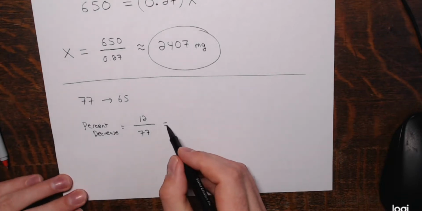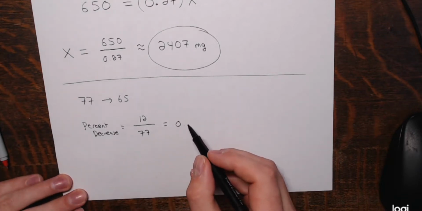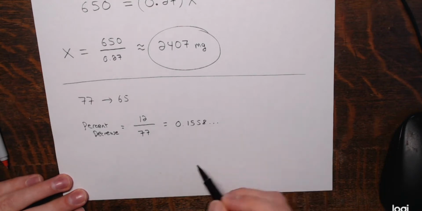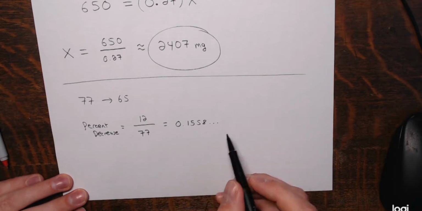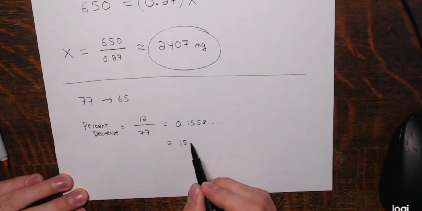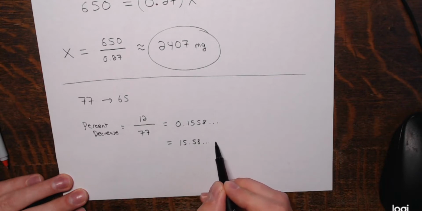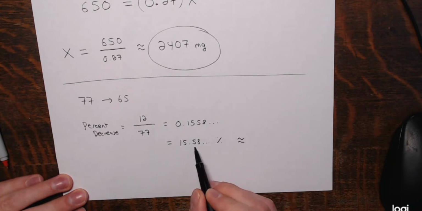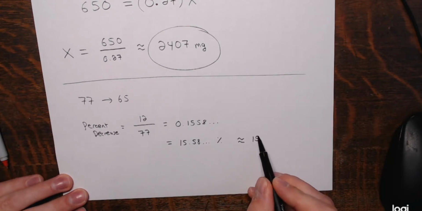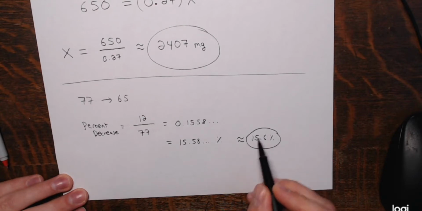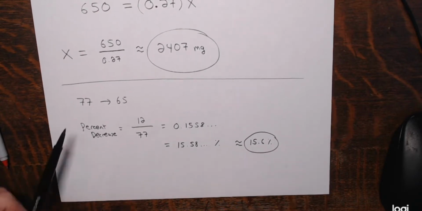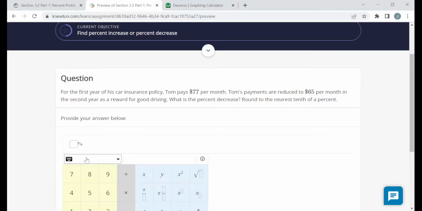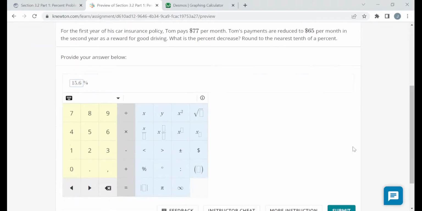this is 0.1558 and so on. But when I change it to a percentage, this would be 15.58 and so on percent, which, if they're asking me to round to the nearest tenth of a percent again, this would be about 15.6%. So there's a 15.6% decrease from the original amount. So that's all I'm putting here, 15.6.